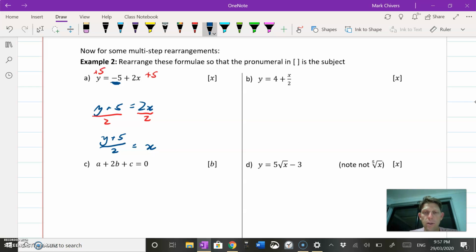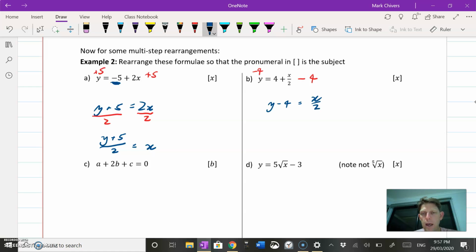All right, so for the next equation, the first thing I'll deal with is that 4. I can easily take that 4 away. The opposite of a plus 4 is going to be a negative 4, but of course I'm going to have to do that on both sides. So I'm going to end up with y minus 4 equals x over 2.